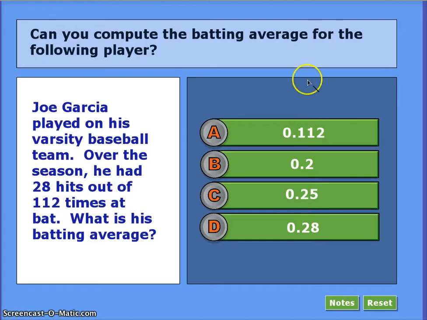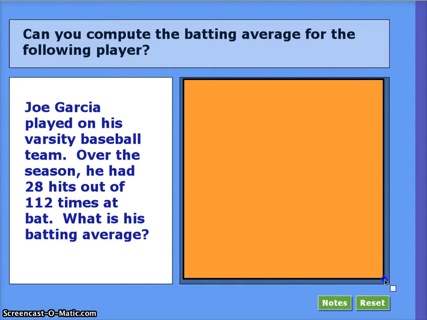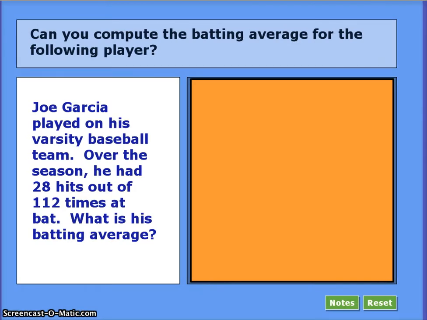Okay, so let's look at our example. I'm going to cover up these answer choices while we work the problem. So this is our sporting example. We're talking about batting averages, so this is baseball. Joe Garcia played on his baseball team. Over the season, he had 28 hits out of 112 times at bat. What is his batting average?